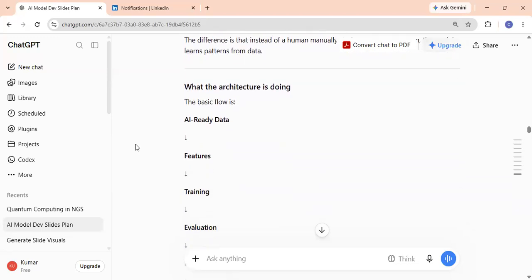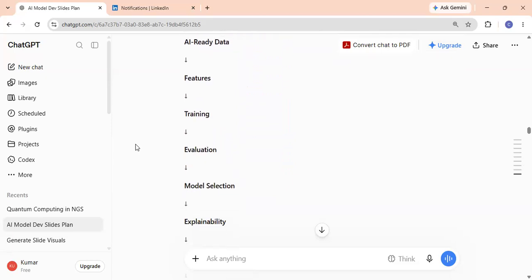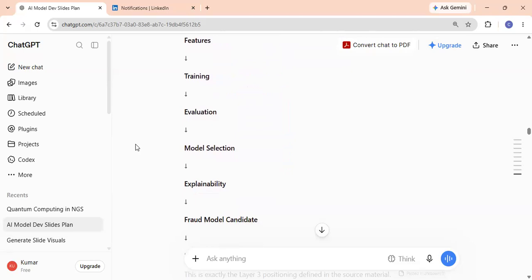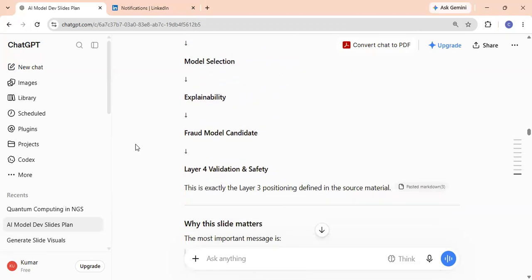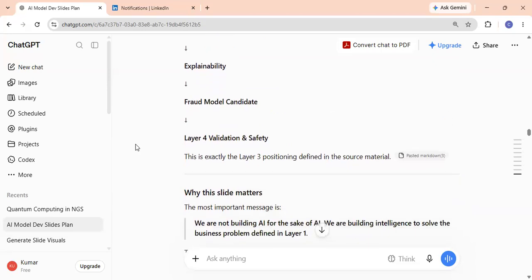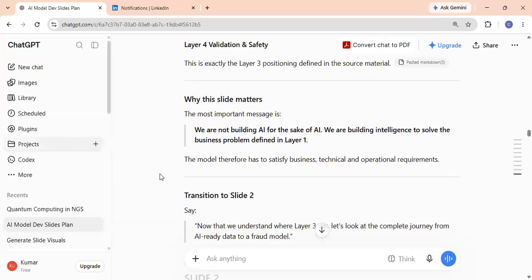What the architecture is doing, the basic flow is AI-ready data, features, training, evaluation, model selection, and explainability, producing a fraud model candidate. Then layer 4 is validation and safety. This is exactly the layer 3 positioning defined in the source material. Why this slide matters, the most important message is we're not building AI for the sake of AI. We are building intelligence to solve the business problem defined in layer 1.